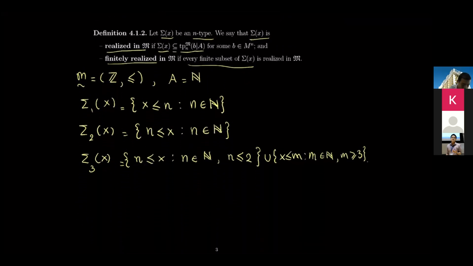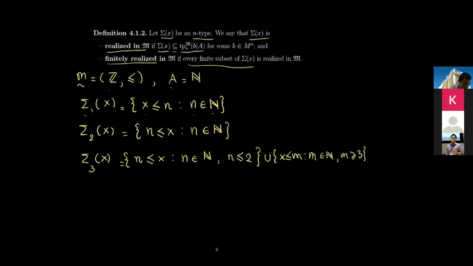Okay, so now let's look at this example. Here we have M as the structure on the integers Z with less than or equal to. And here I can let A be equal to the set of natural numbers. Here you can look at sigma 1(x), which is the set of all x such that x is less than or equal to n for every n in the natural numbers.